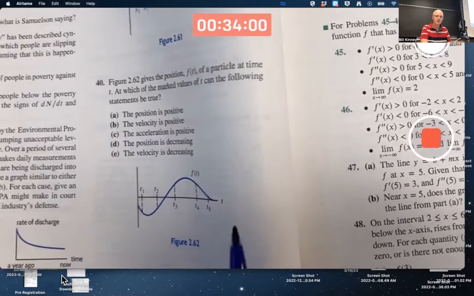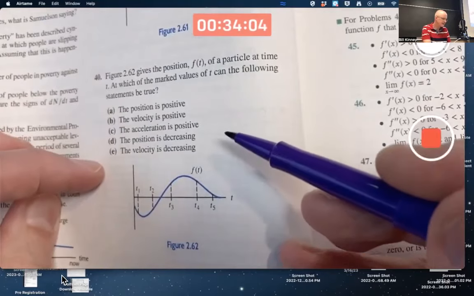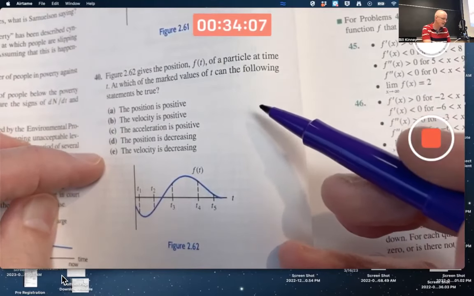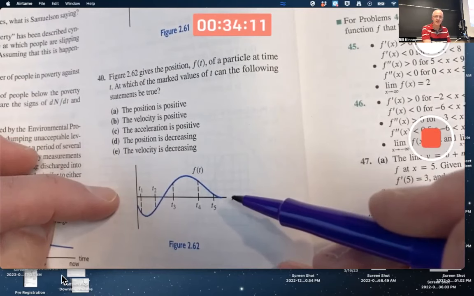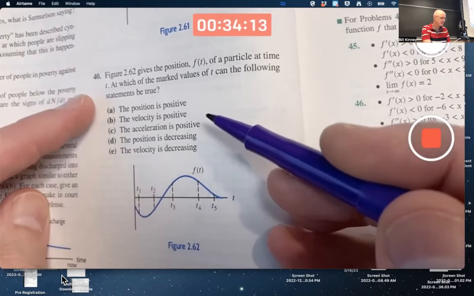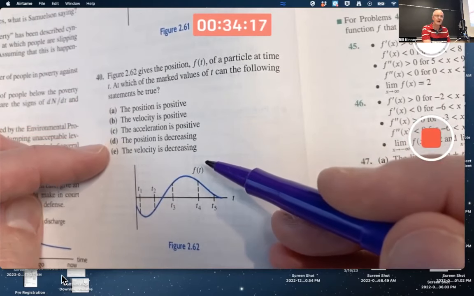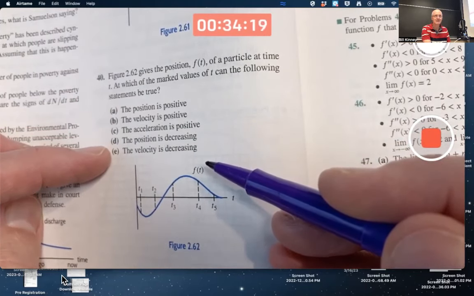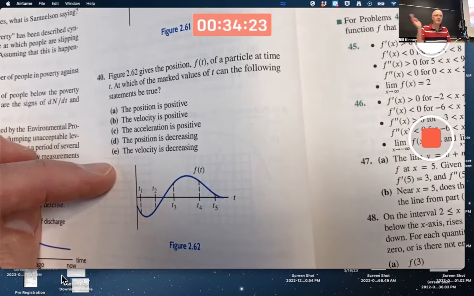40 is a physics problem. This graph gives the position f of t of a particle at time t. This is position. It's not velocity. It's not acceleration. We want to figure out where the position and velocity are positive and acceleration. Where's the position and velocity decreasing? It's pretty tricky here. Is this up-down motion, left-right motion, something else?